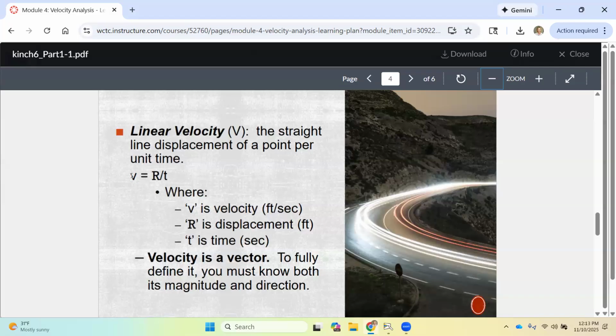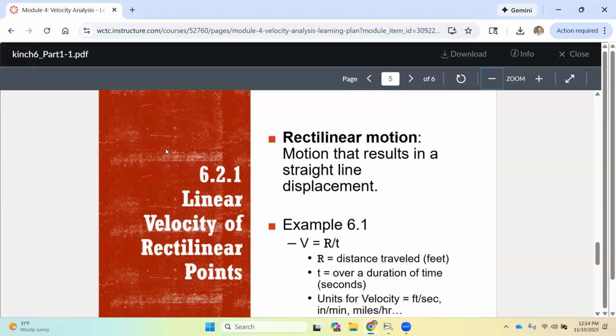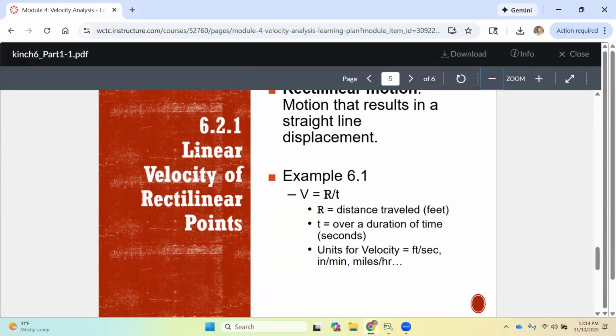Now, as we saw in module 3, we would draw vectors to a length that was then their magnitude, and then we would add an arrowhead and an angle to give it then its direction to fully define it. Okay, so we've already set the groundwork or the foundation of applying vectors, and most specifically, we're going to be applying it to velocity in this particular chapter. Now, rectilinear motion. Rectilinear motion is when we have motion that results in a straight line displacement. So I am just moving along in a straight line. That's rectilinear motion.